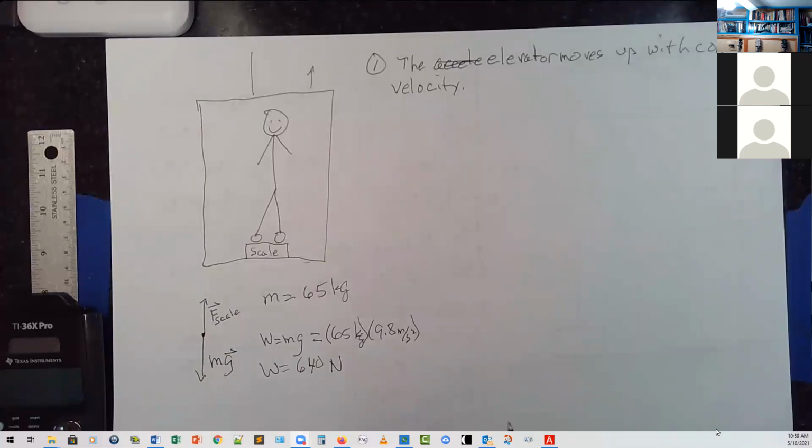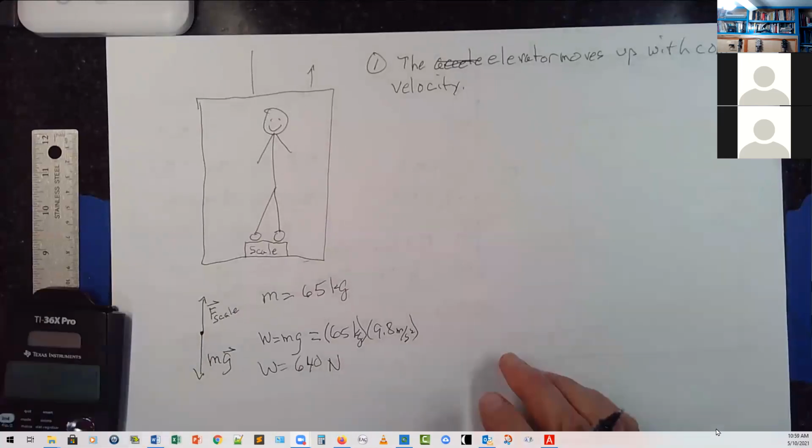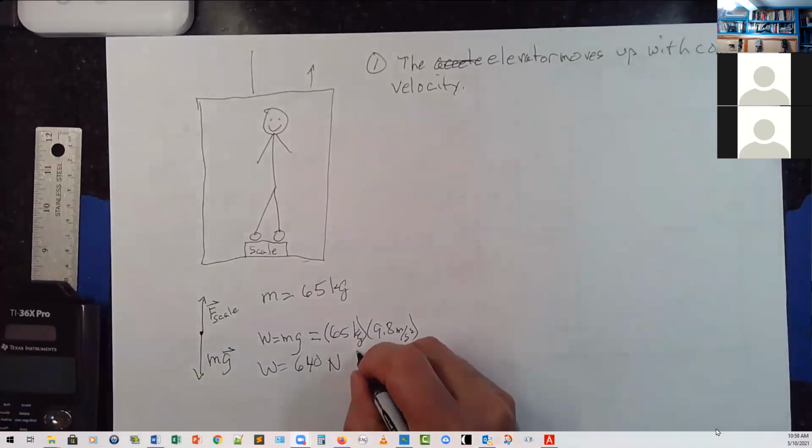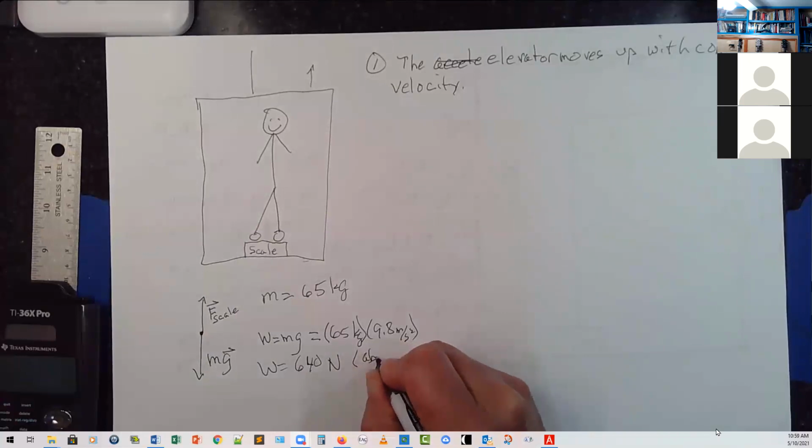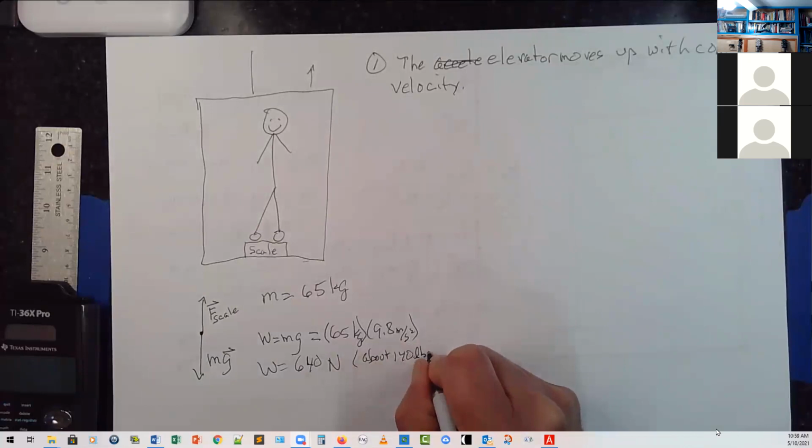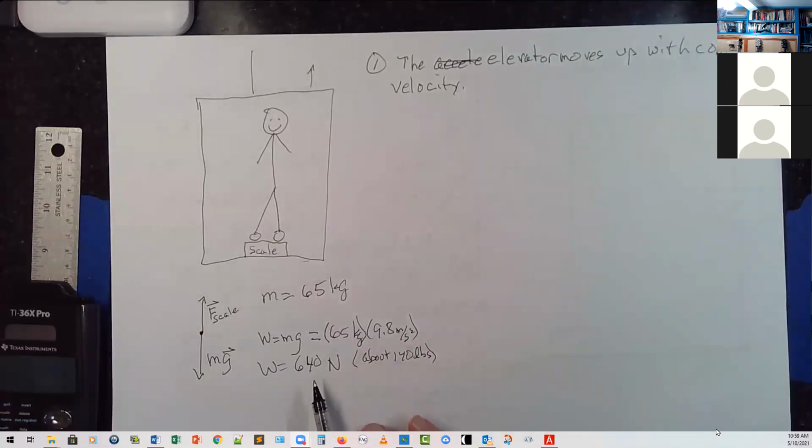All right. And by the way, that would be about 140 pounds. Just for comparison, we can equate newtons and pounds, but we can't equate kilograms and pounds because they're two different things. They weigh two different things.